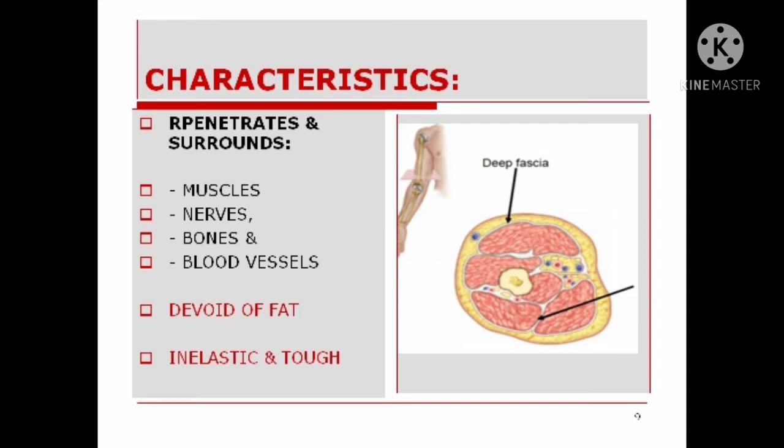The characteristics of the deep fascia. The deep fascia surrounds muscles, nerves, bones, and blood vessels, and it is devoid of fat, and it is inelastic and tough in nature.